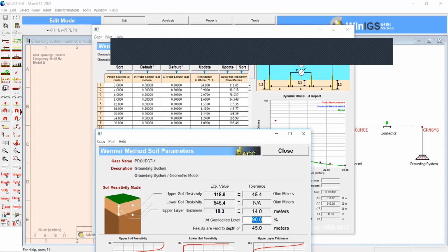Whoever has it, see here, upper soil resistivity: this one for the 1st model, this one for the 2nd model, this one for the 3rd model. Add up together and divide by 3, with tolerance also. Lower soil resistivity also from 3 different models, add up together and divide by 3. And the depth also, including tolerance. The numbers you get as the average of upper soil resistivity, lower soil resistivity, upper layer thickness or height, and the tolerance, we will use for the final model. That's what I asked you to do.